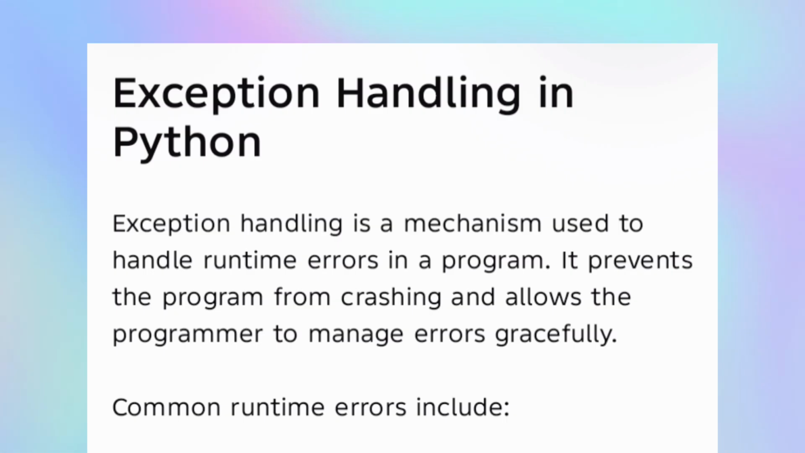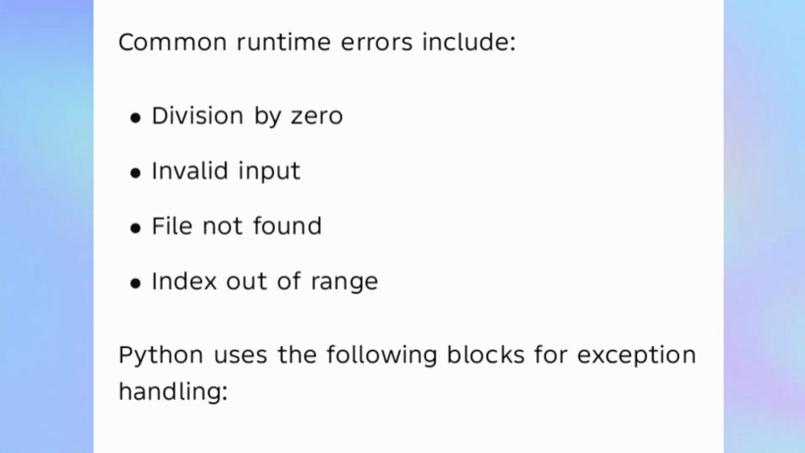Today we are going to discuss exception handling in Python. Exception handling is a mechanism used to handle runtime errors in a program. It prevents the program from crashing and allows the programmer to manage the error gracefully. Common runtime errors include division by zero, invalid input, file not found, index out of range.